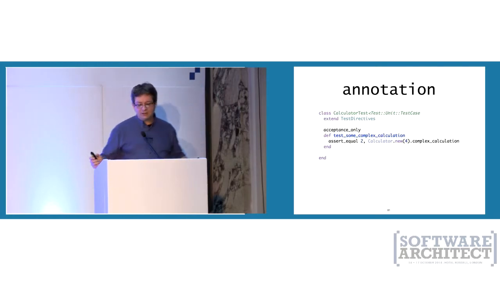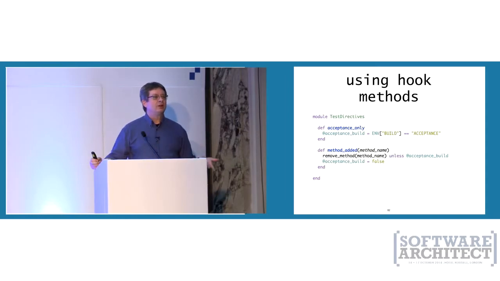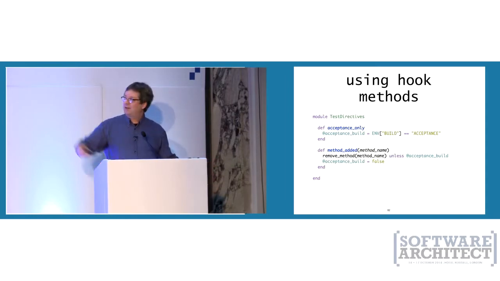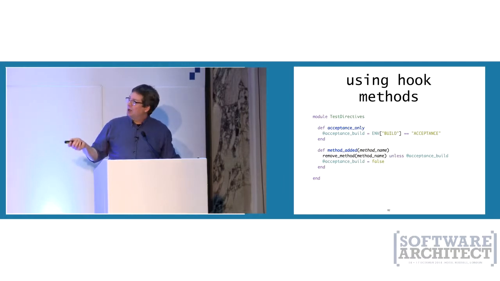The reason I did this little exercise is that this is the entire implementation of acceptance only. This uses a mechanism called a hook method in Ruby, where I build a little function called acceptance only, and all that does is set a private variable in the Ruby world. So that's going to be true or false depending on the state of that environment variable. This is the hook method. Every time you add a method to a class, after you've added that method, it fires the method added method for you. And method added says, remove this method unless that variable is true.